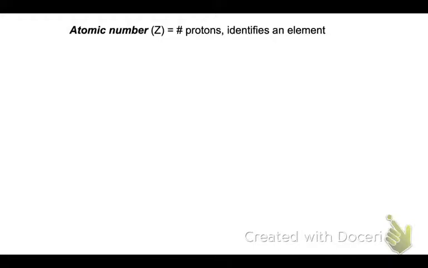Hello students, in this lecture we're going to learn about the atomic number, which has the symbol Z, and it is the number of protons. Now the atomic number is an identification for the element, and the reason for that is no two elements can have the same atomic number. Every element has its unique atomic number because every element has its own number of protons.